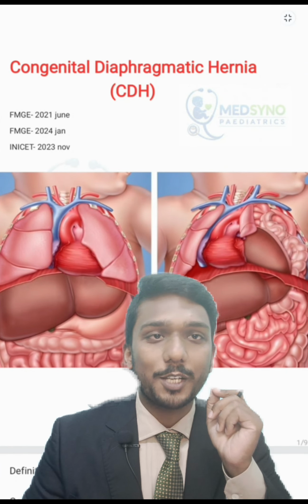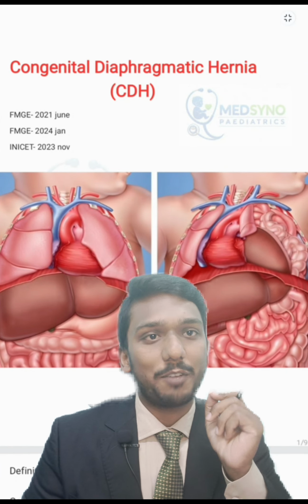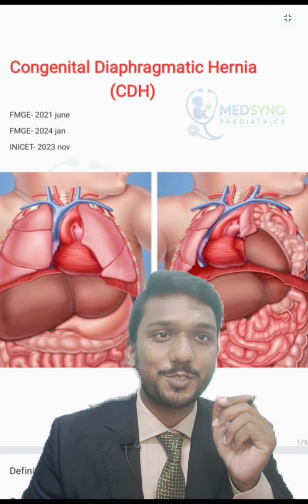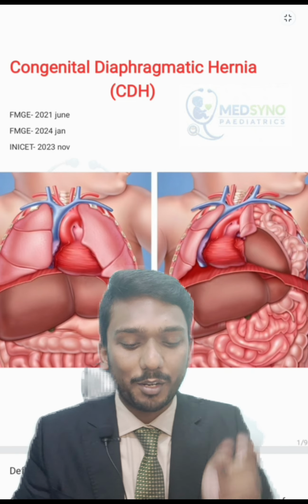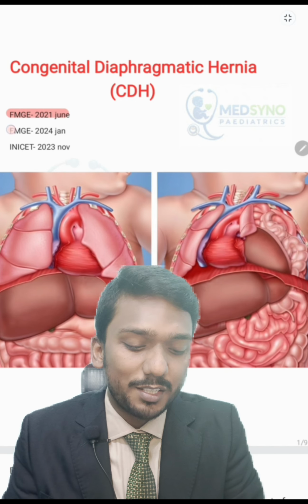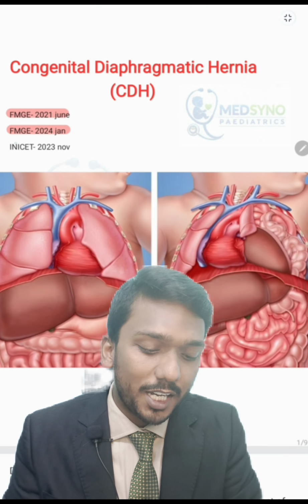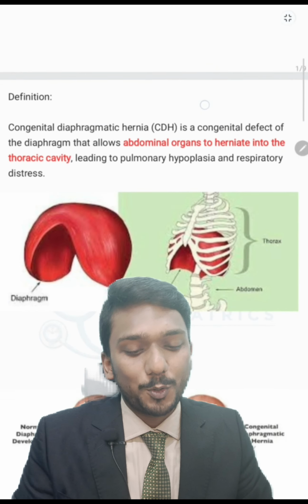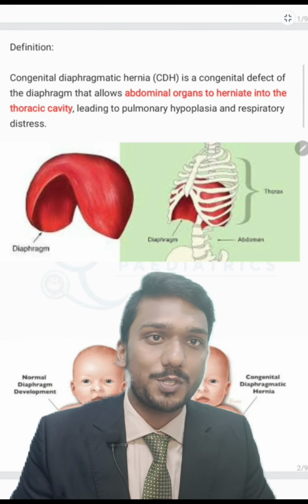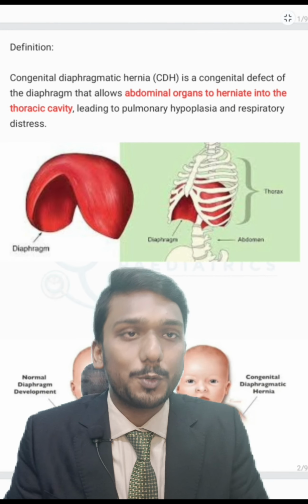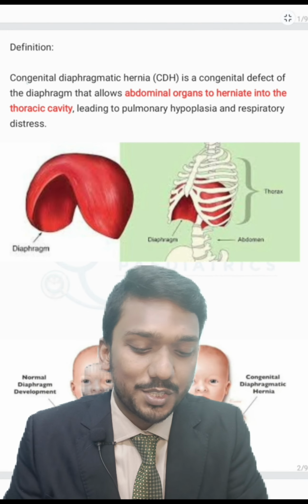In this short video, I'm going to explain one of the FMG's high-yield pediatrics topics, that is congenital diaphragmatic hernia, tested in the FMGE examination 2 times and INICET 1 time. First, we have to know the definition for congenital diaphragmatic hernia. If you break down the word, then you can know the definition.